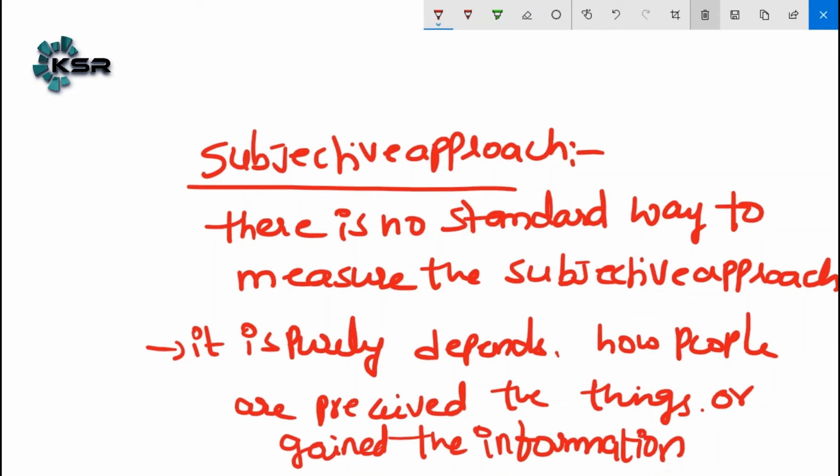There is no standard way to measure the subjective approach. It purely depends on how people perceive the things or gain the information.